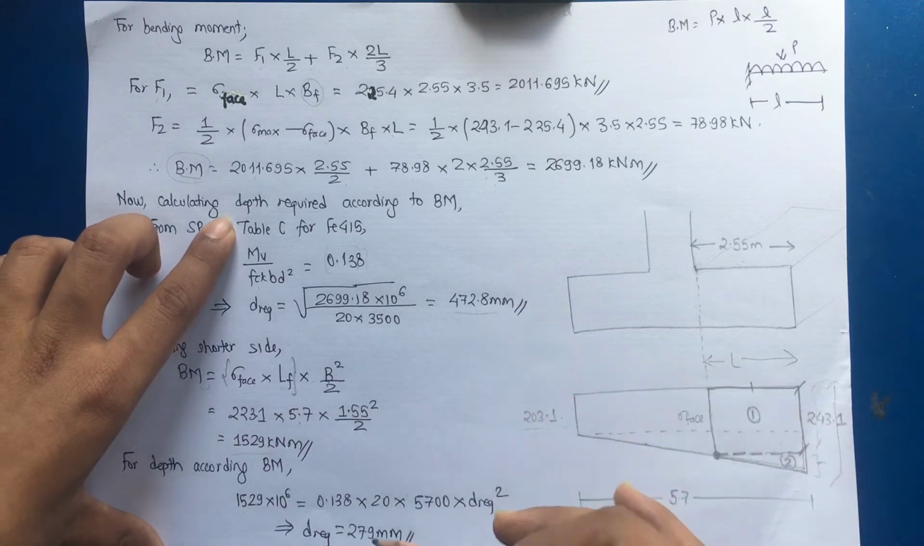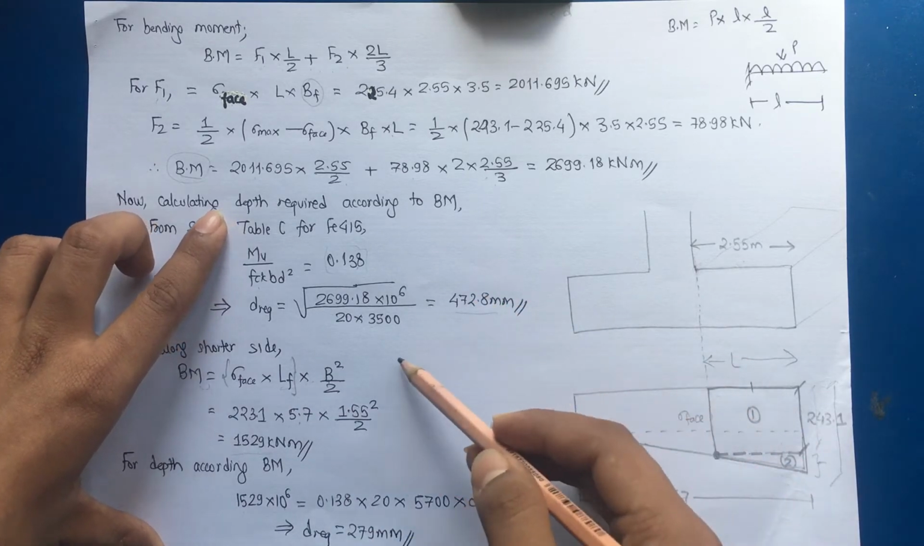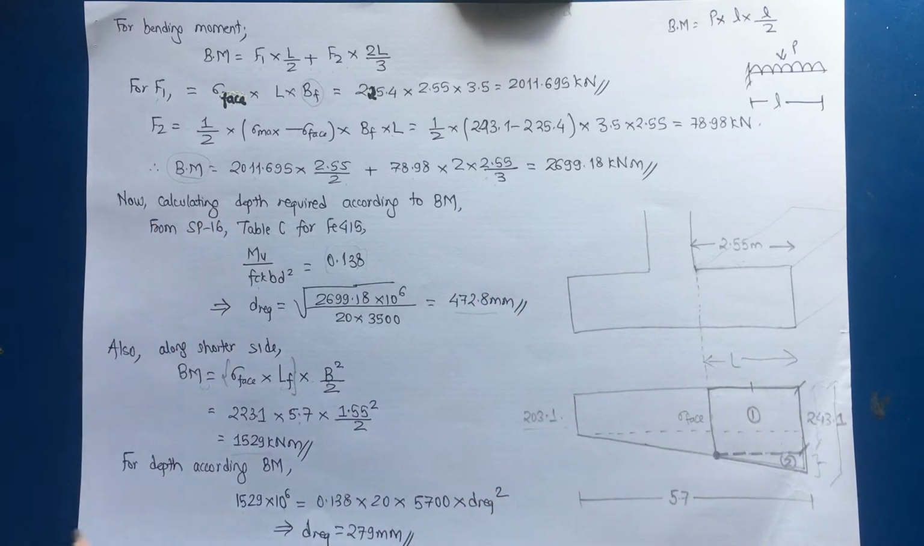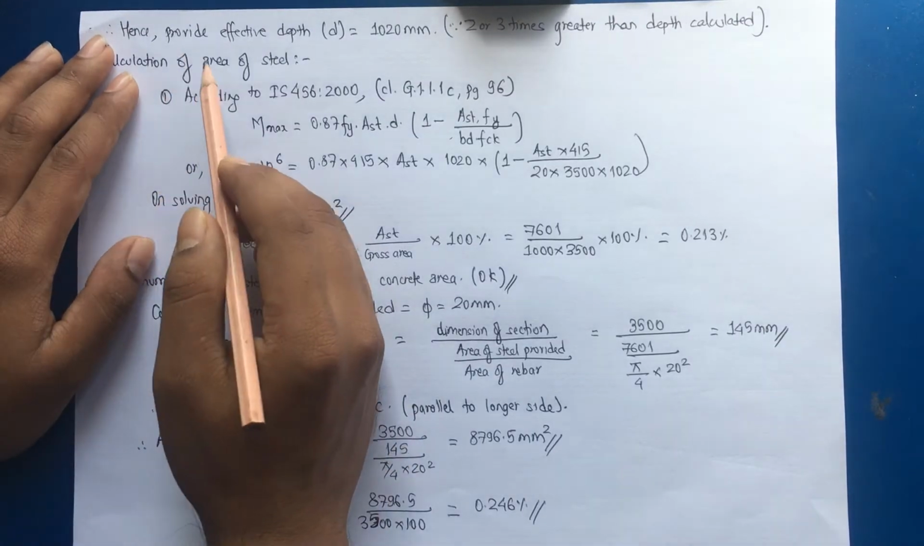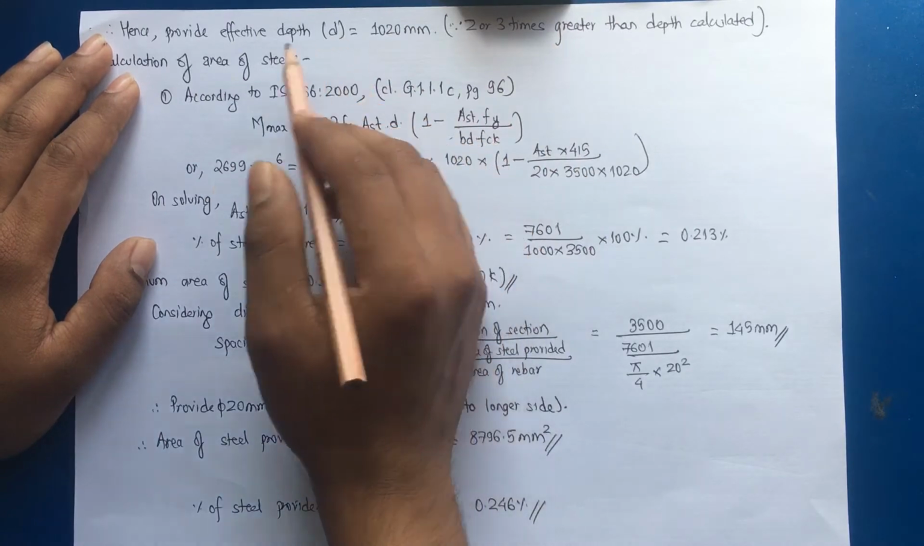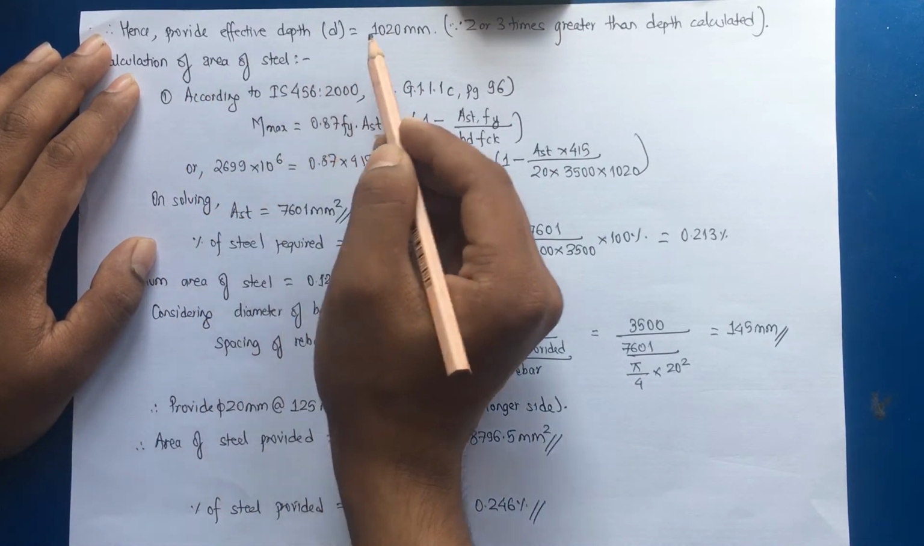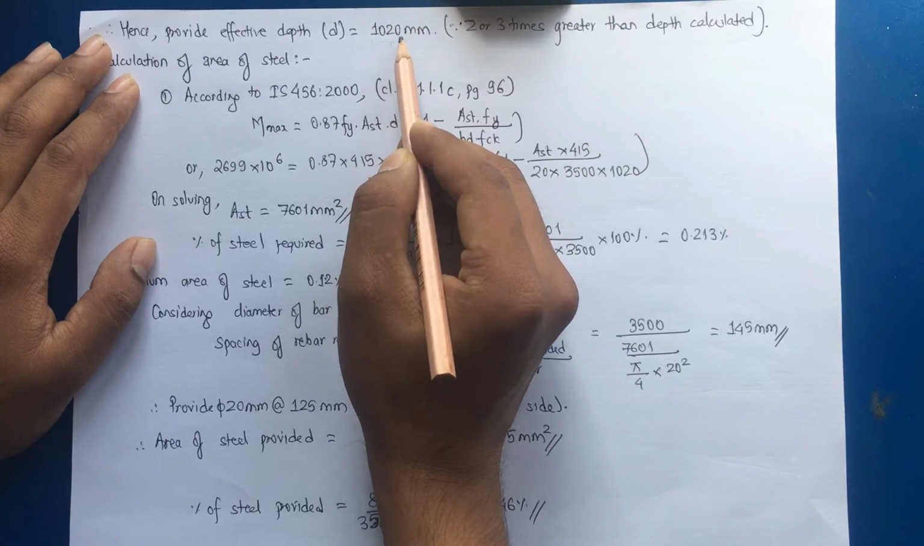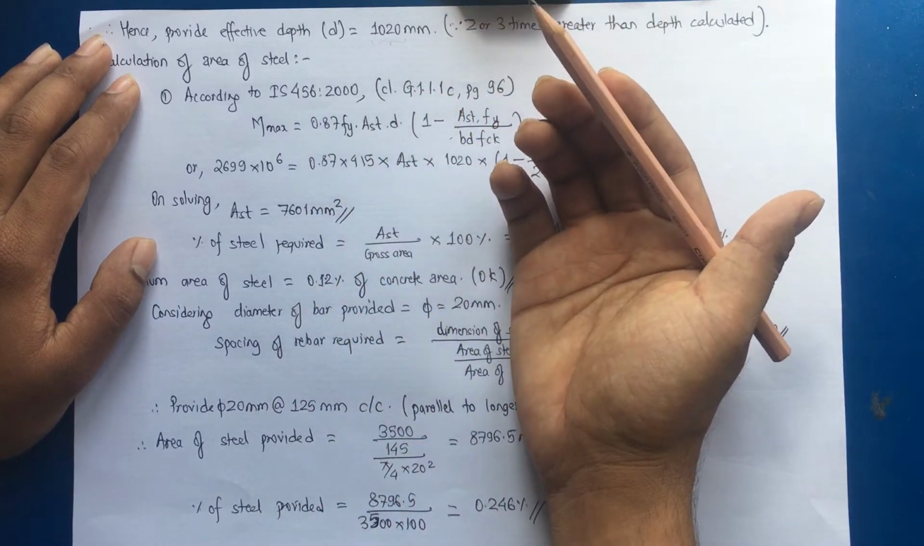So we'll provide the greater of these two values, because we cannot provide different depths on different axes. We have to provide a uniform depth. Hence the maximum value of the two depths we have calculated. So provide effective depth D as 1020 mm. So why 1020 mm? We have just calculated 479 mm.